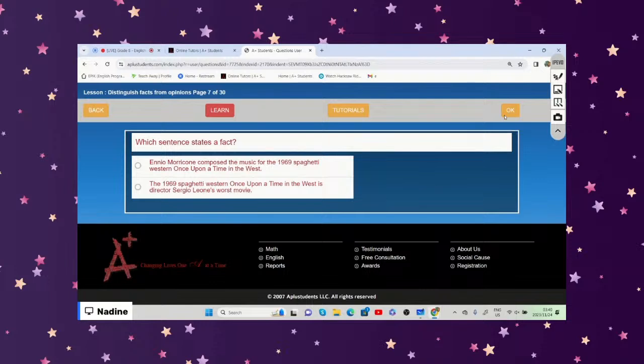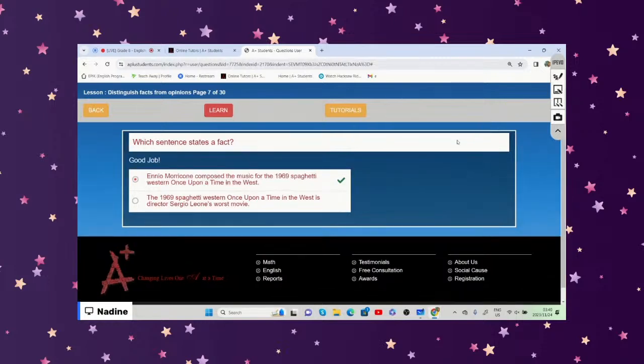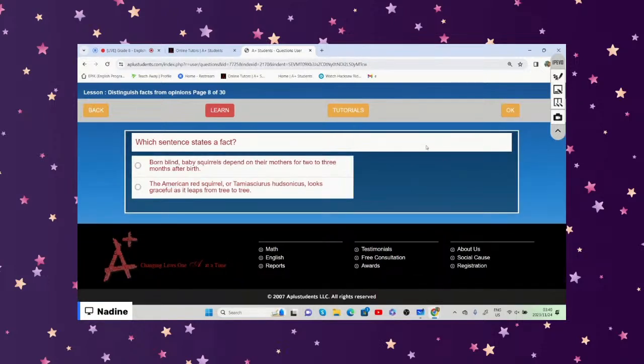So which one are we going to stick with as the fact, right? Is it Ennio Morricone composed the music for the 1969 spaghetti western Once Upon a Time in the West, or the 1969 spaghetti western Once Upon a Time in the West is director Sergio Leone's first movie? I think let's go with option one. And yes, option one is correct. So well done.